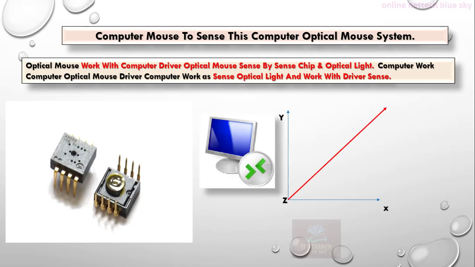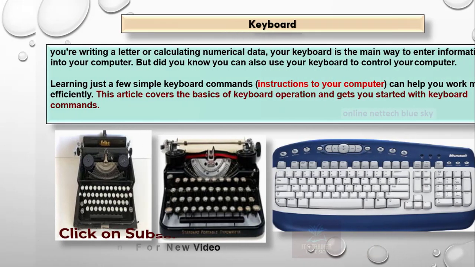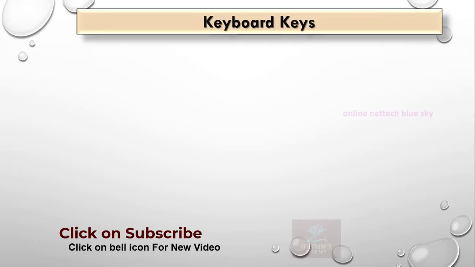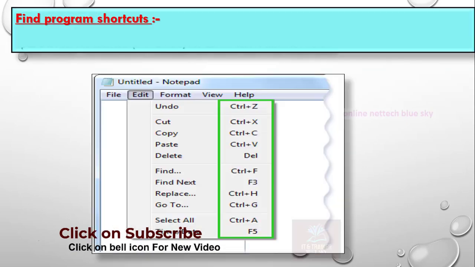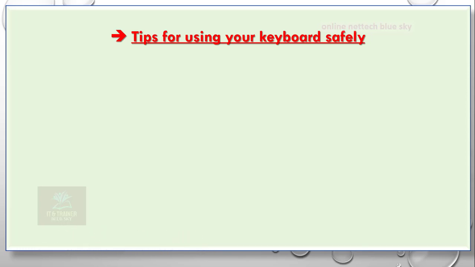I have already told you how a computer optical mouse and touchpad type works, what the sensor type mouse is and how it works, and other types like the biometric scanner, and in the last previous video, keyboard technology and types of keyboard, and how keyboard keys and numeric keys are organized, and why keyboard shortcut programs are given here. So today I will teach you tips for using your keyboard safely, which is very important when you are using a keyboard. So let's start this video.